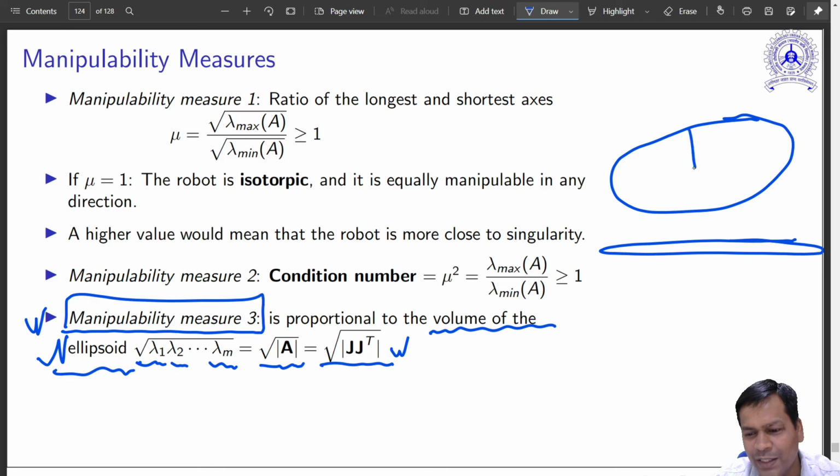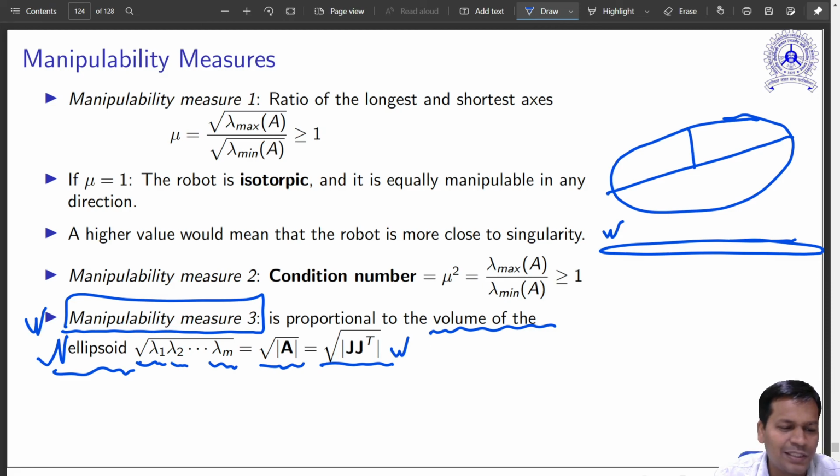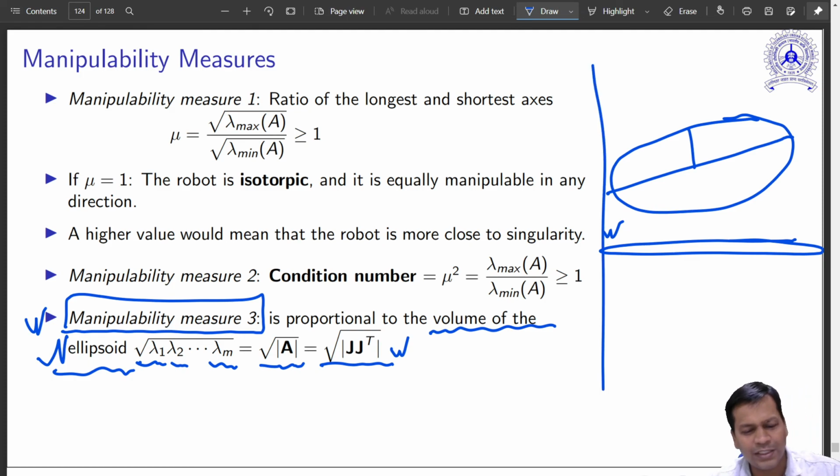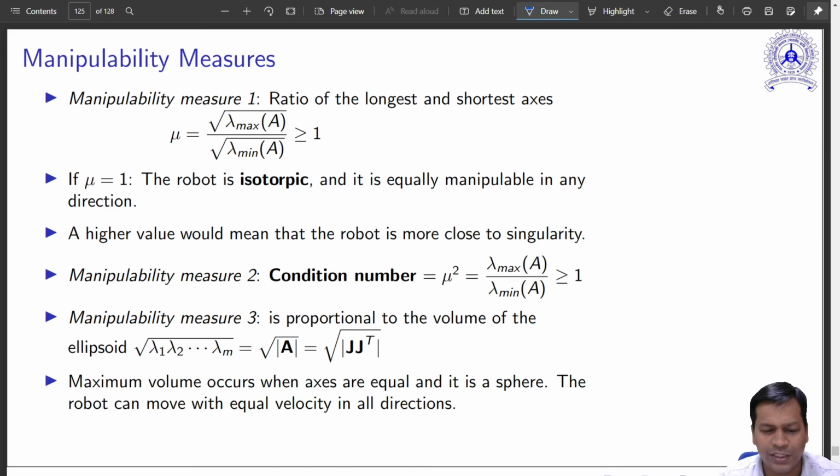So we are expressing the same thing in different manners. Sometimes we say the ratio of these two, or the square root of the ratio of these two, or the volume of this. If volume becomes equal to 0, the matrix is singular and the robot is not manipulable. So this can be defined in multiple ways. Different journals even have different definitions.